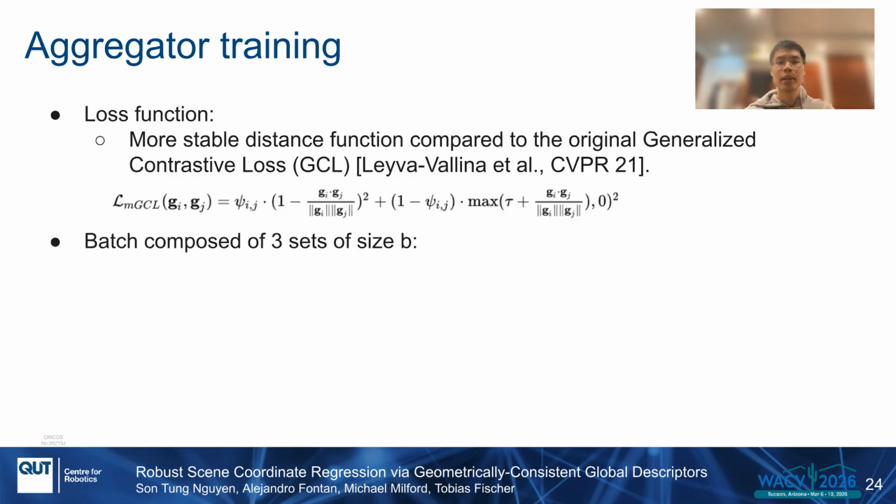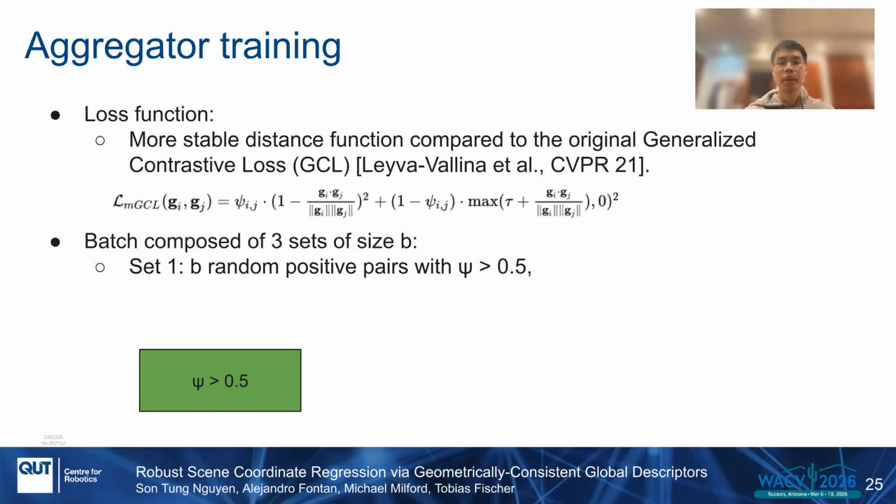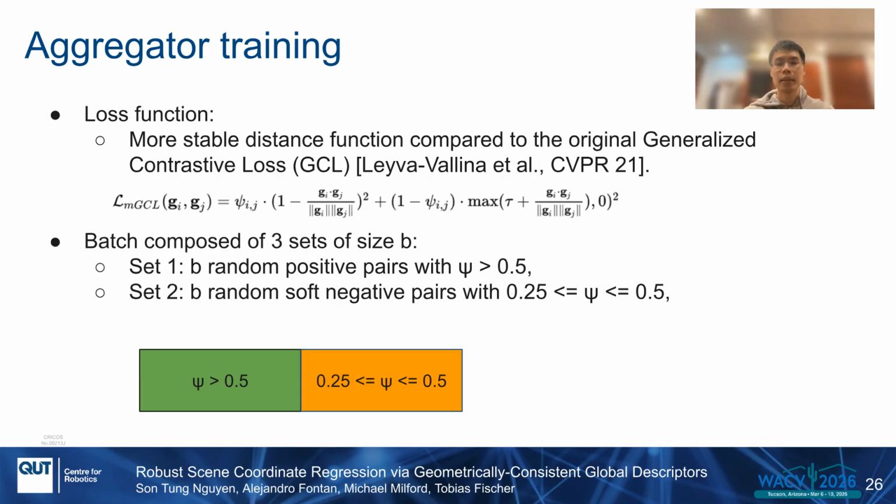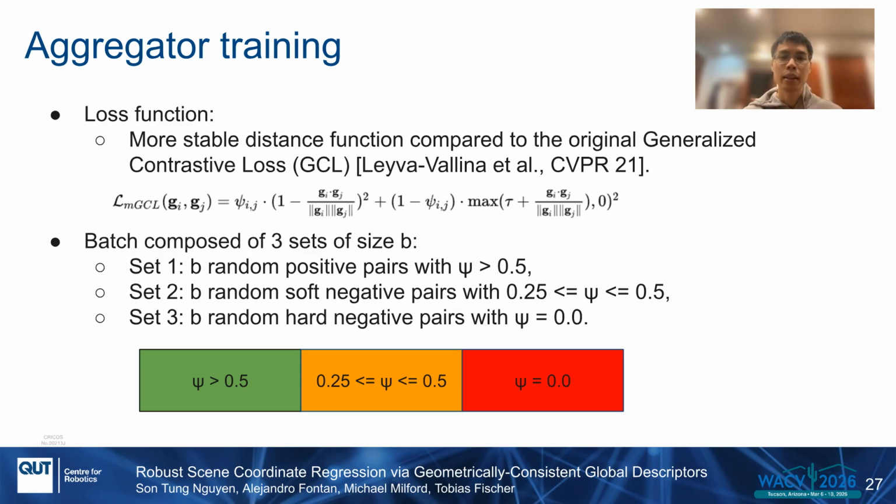To construct a batch, we prepare three different sets of the same size. In the first set, we sample random positive pairs with overlapping score of more than 50%. In the second set, we sample soft negative pairs with overlapping score between 25 and 50%. Finally, in the last set, we sample hard negative pairs with overlapping scores of 0%.